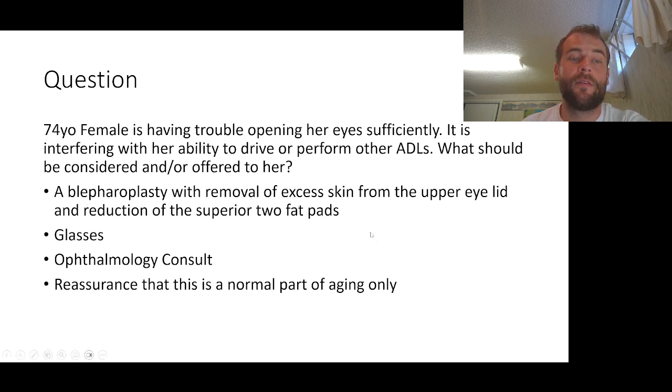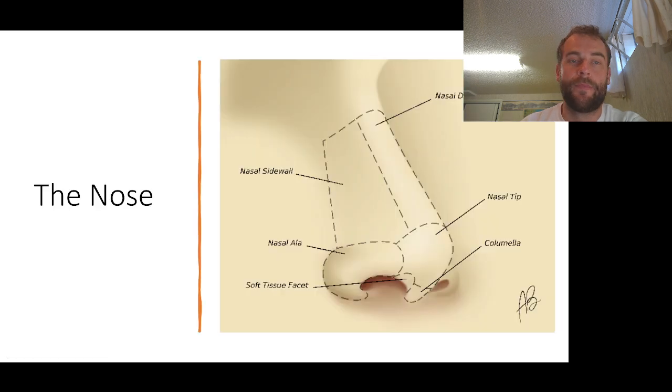A, blepharoplasty to remove excess skin from the upper eyelid and reduce the superior fat pads. B, glasses, ophthalmology consult, and reassurance this is normal. Well, none of these are bad. She might need glasses, and she might need ophtho, and she's definitely aging. The blepharoplasty would be something to actually relieve her visual symptoms.